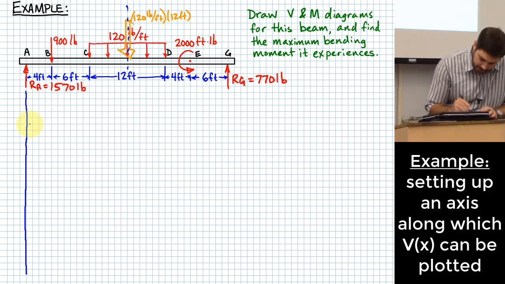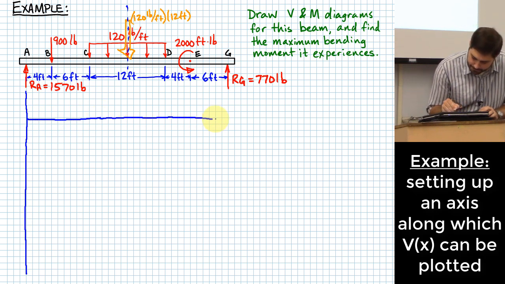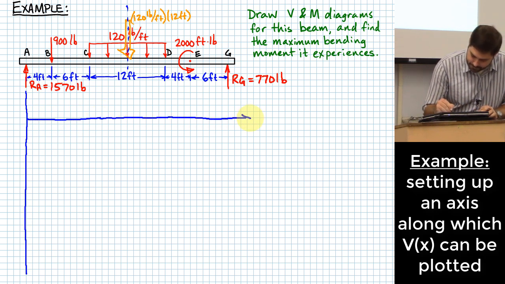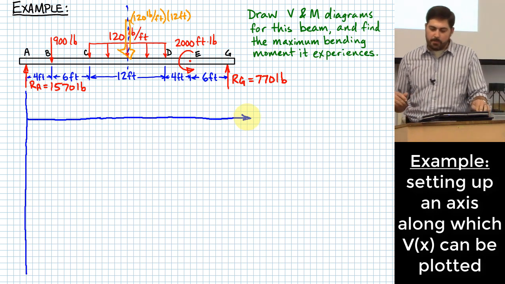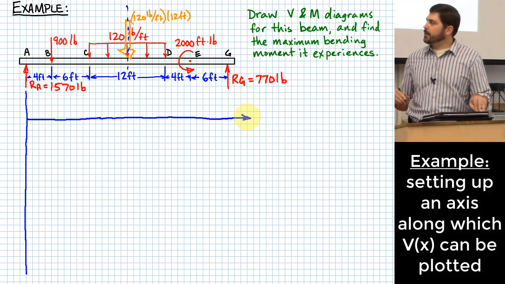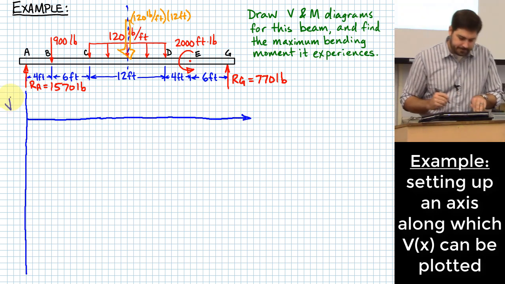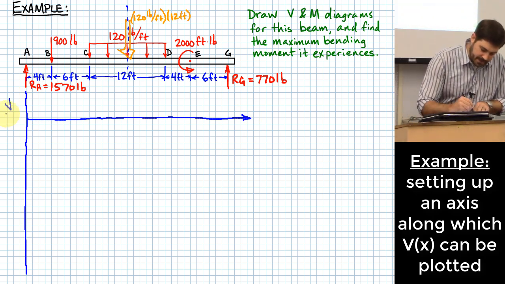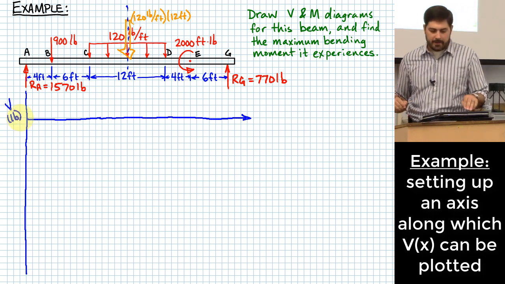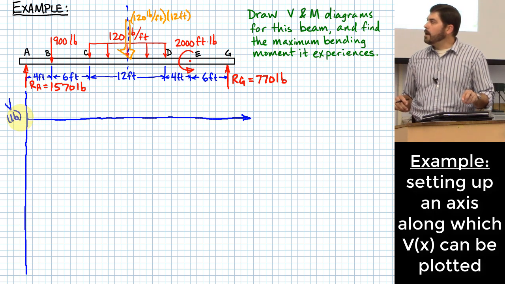And I'm going to show my 0 axis for my V diagram right here. I'm going to need more room for my M diagram than my V diagram. So let's say this is V, and I'll say this is in pounds.